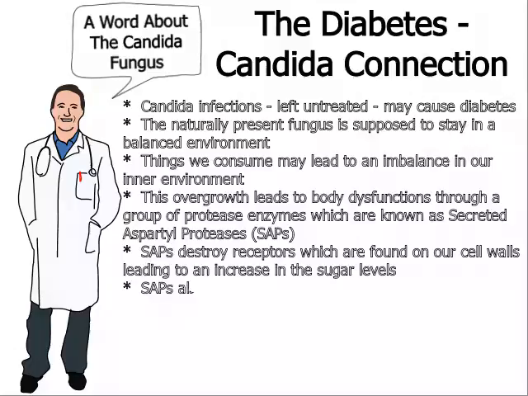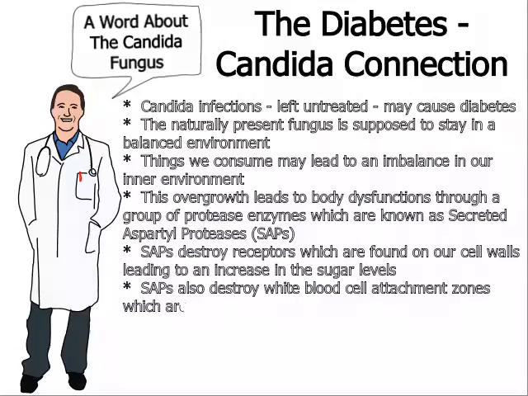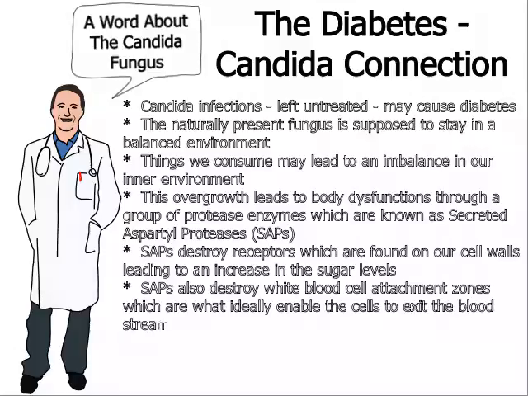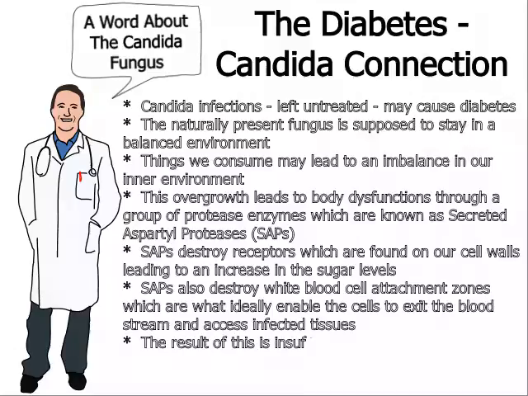SAPs also destroy white blood cell attachment zones, which are what ideally enable the cells to exit the bloodstream and access infected tissues. The receptors bind insulin, which is naturally produced in the pancreas. The result of this is insufficient amounts of insulin and unregulated amounts of blood sugar, consequently leading to diabetes development.